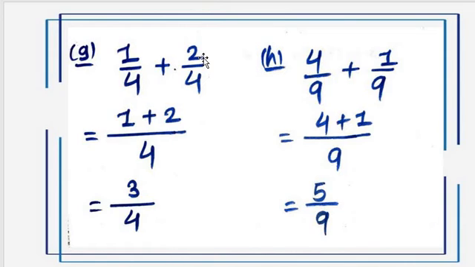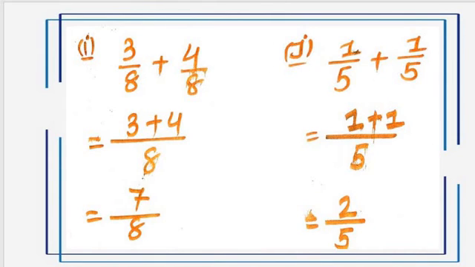So 4 plus 1, how many, my dear students? 4 plus 1 is equal to 5, upon 9. So 5 upon 9 is our answer. You write the answer 5 upon 9. I hope you all have understood here. Now we move on further, question number I and question number J. Let's check here, my dear students.